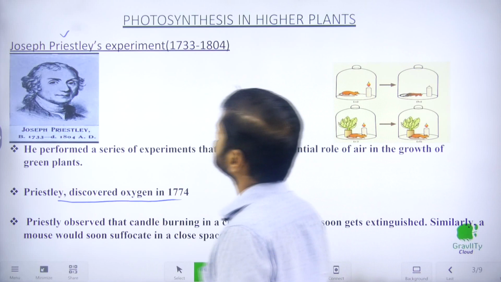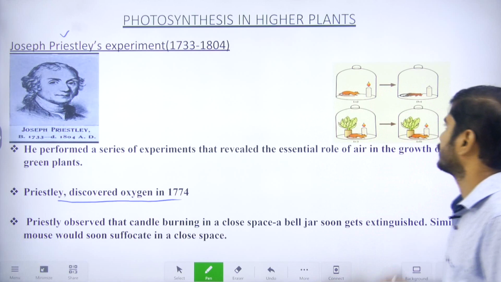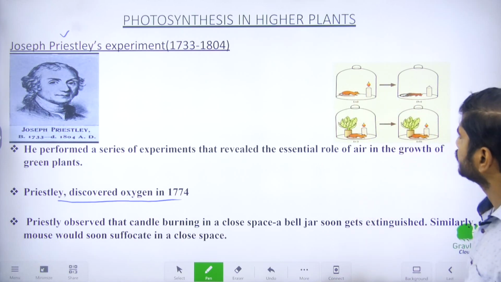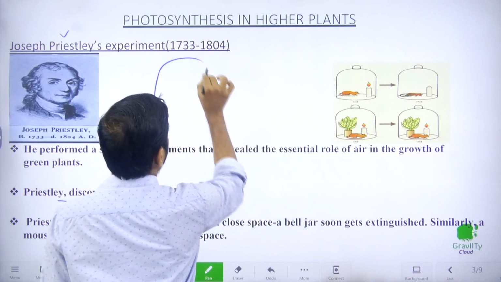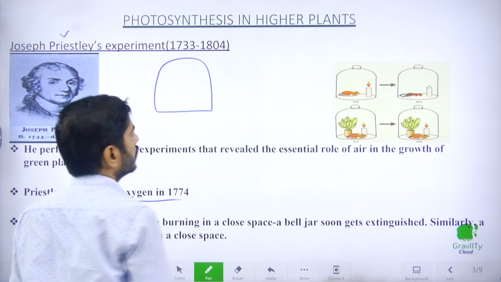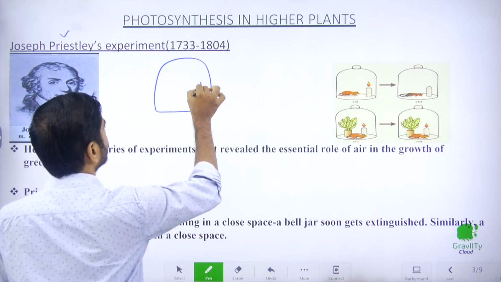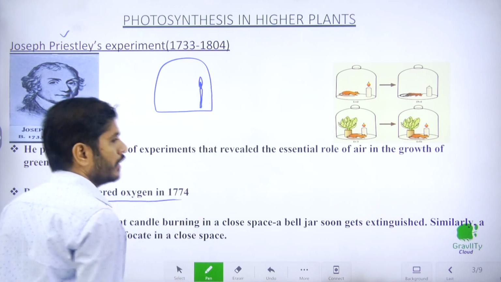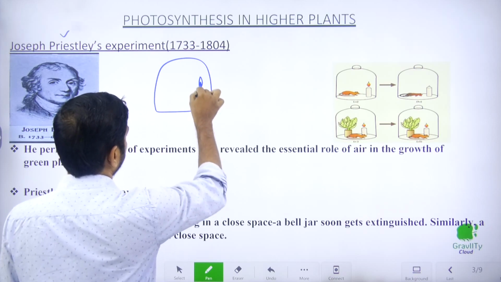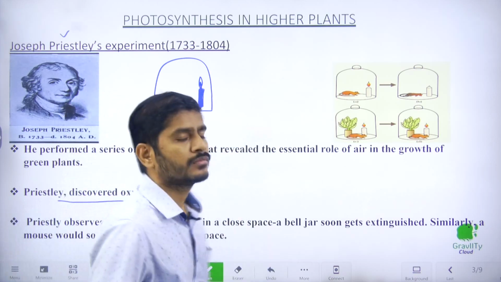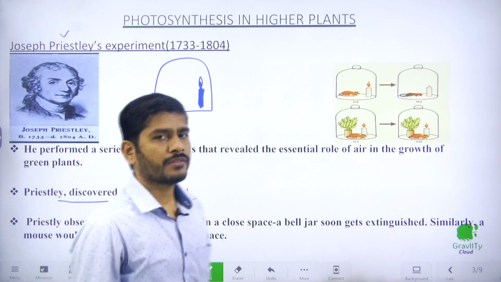Now let us see his contribution in this picture. He took a bell jar initially, a bell-shaped jar. First he placed a candle, lit it, and kept it under the bell jar. What happened here is that it lit for some time and after that it went off.